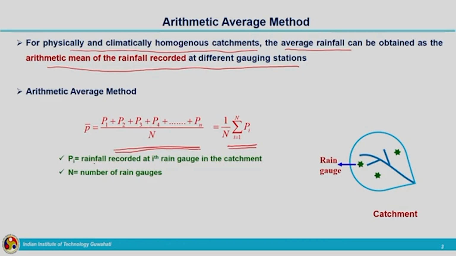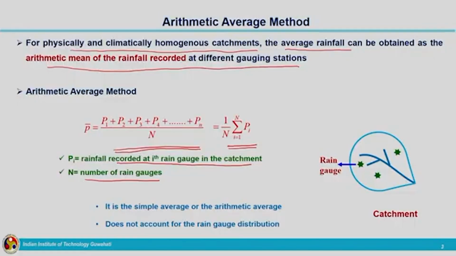Pi will vary from 1 to n, based on how many rain gauge stations there are. So, Pi is the rainfall recorded at the ith rain gauge in the catchment, and n is the number of rain gauges present in the catchment. This is a simple averaging method. We have n rain gauges, we have the data from these rain gauges, and we are averaging the data from all of them to get the average rainfall for this particular catchment. It is a very simple method, simple average or arithmetic average.